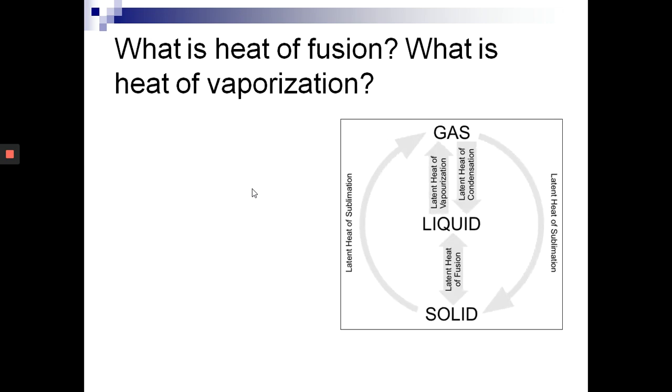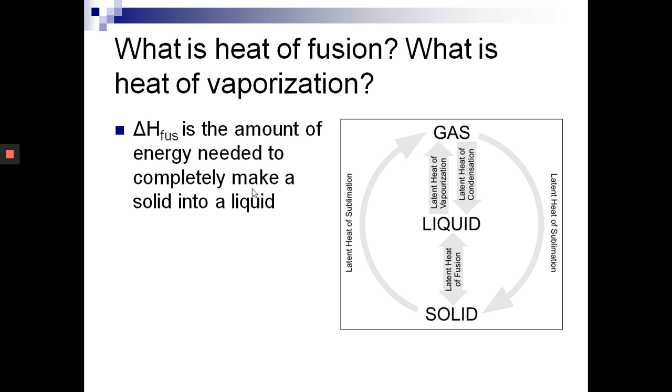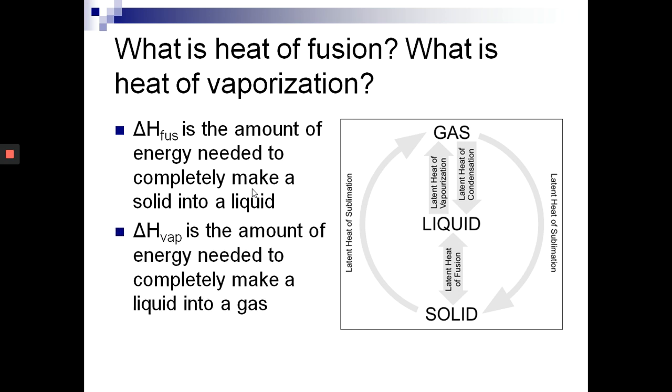What is heat of fusion and what is the heat of vaporization? Heat of fusion, which is written in shortcut as delta H fuse, for fusion, is the amount of energy needed to completely make a solid into a liquid. And delta H vap is the amount of energy needed to completely make a liquid into the gas.